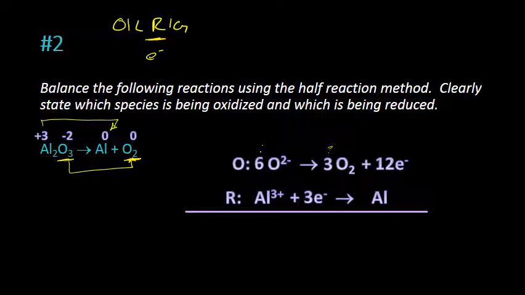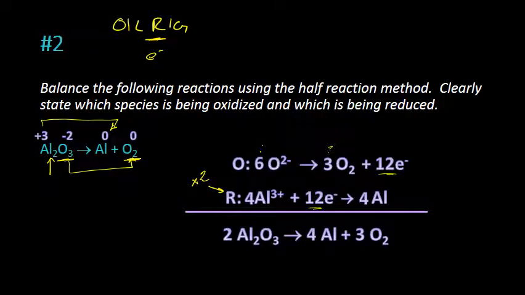However, we do have 2 aluminums on that side. So we have to change everything by 2. But I don't have electrons here and here that cancel. So I'm going to go ahead and multiply this half reaction times 2. Now they can cancel out.